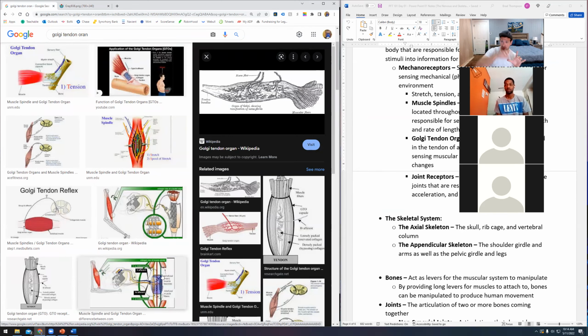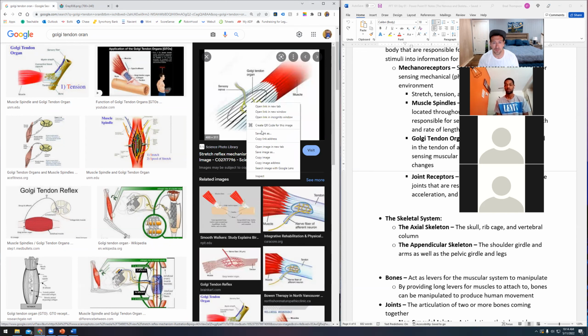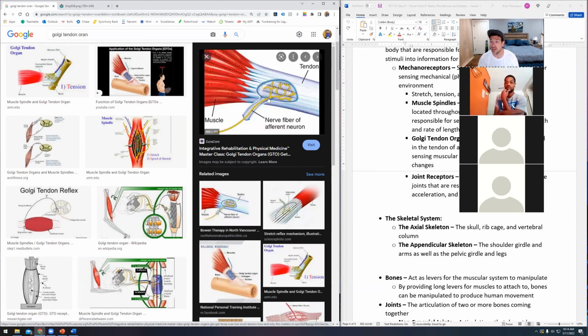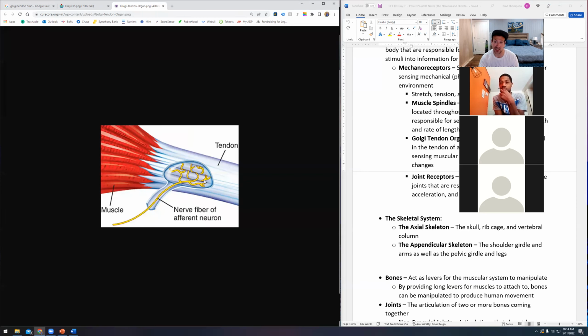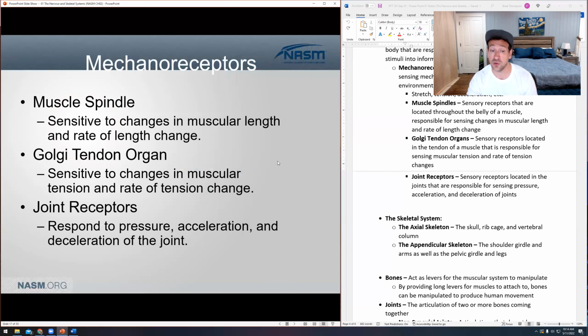So there's a sensory receptor running throughout that tendon, and here's a good picture. That's an even better one. That sensory receptor is known as a Golgi tendon organ, and its job is to sense the tension in a muscle. If those tendon fibers are going to lose their grip on the muscle fibers, or lose their grip on the bone, then it's going to tear off.